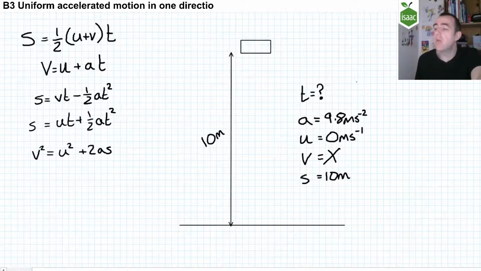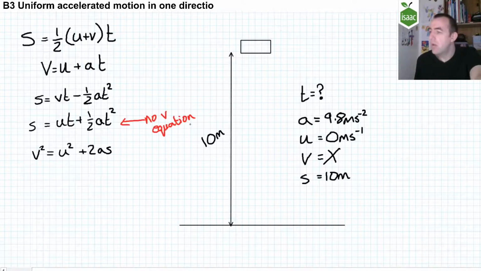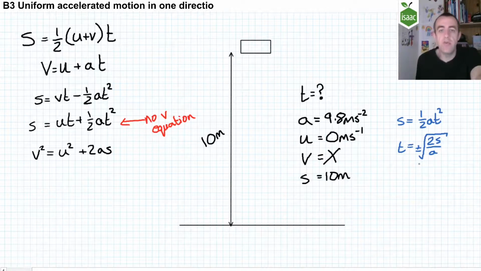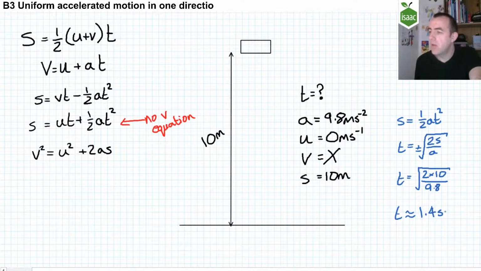And so we have to use the equation of motion that does not have a v in it. Now you'll notice this question has a nasty quadratic in it, but fortunately because u is 0, then the quadratic becomes much easier to solve. This isn't always the case. So with u equals 0, the equation becomes s equals half at squared. We want to calculate t, so we make t the subject. And we're going to take the positive root, although due to symmetry it won't really matter. And you can see the object would take approximately 1.4 seconds to hit the ground.